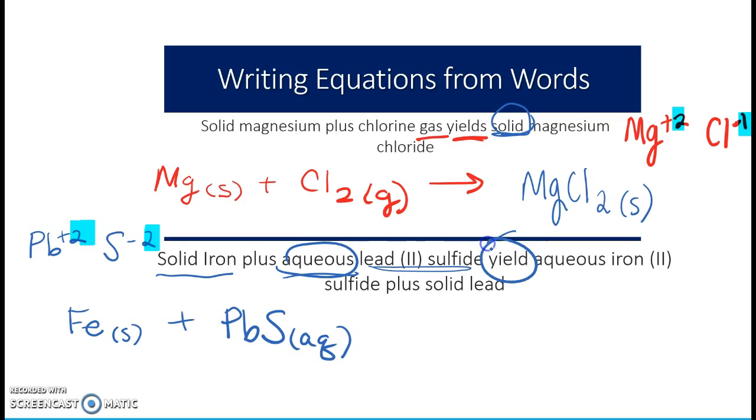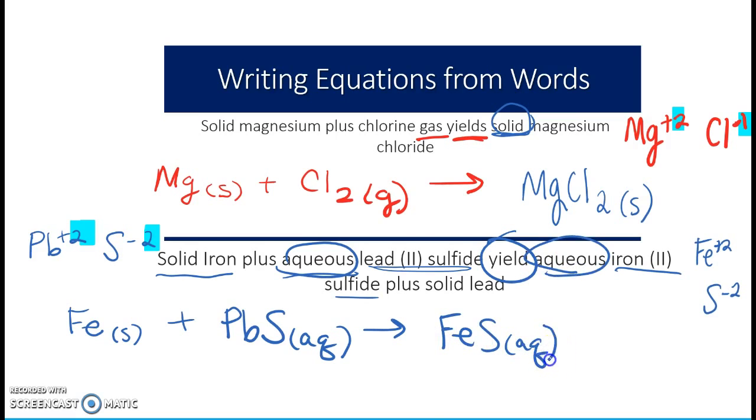We're told that it yields, so that means we need the arrow. It yields aqueous iron 2 sulfide. So iron 2 is Fe with a +2 charge, and then again sulfide has a -2 charge. So we have FeS as our formula. It's aqueous, so aq, and then plus we have solid lead. So plus Pb, the symbol for lead, and it's solid.